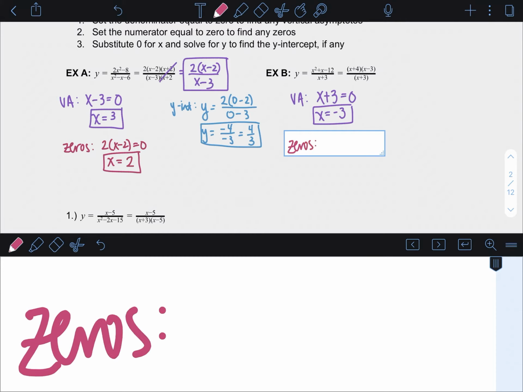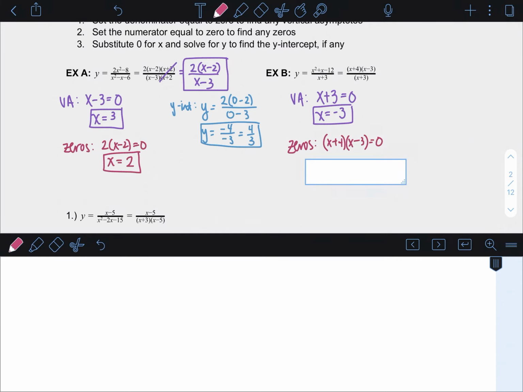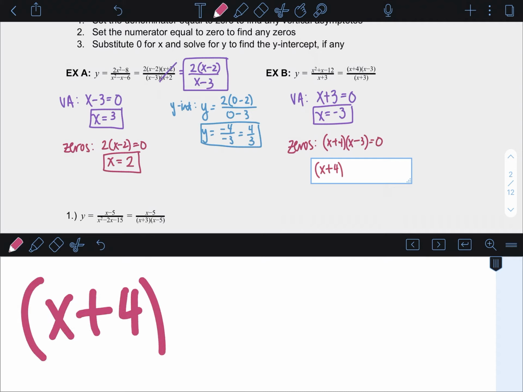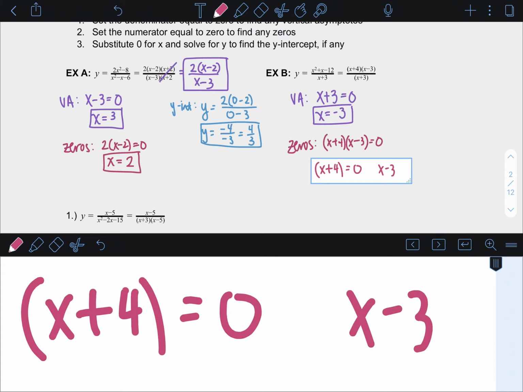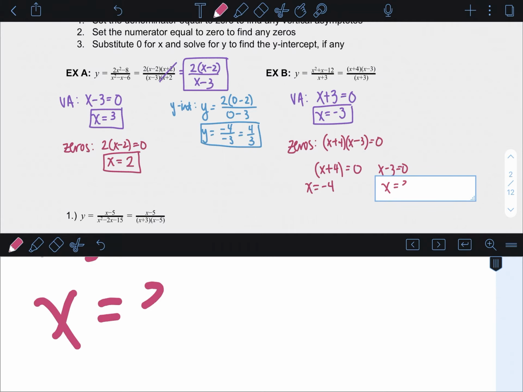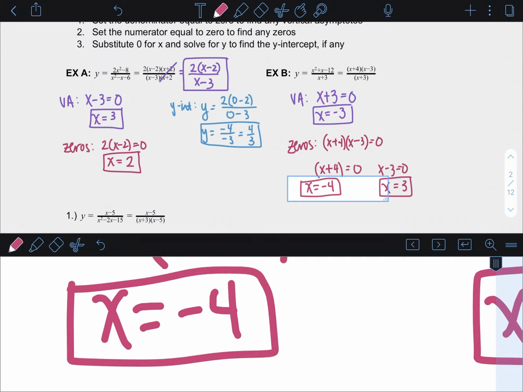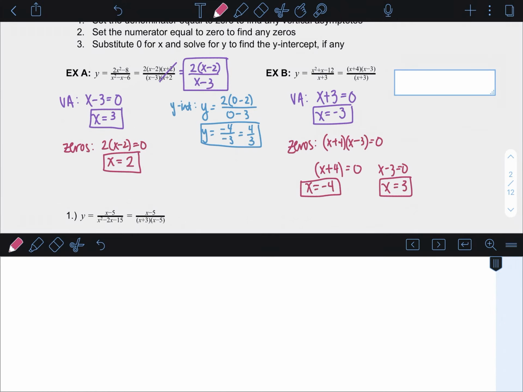Take our numerator and set it equal to 0. So we have x plus 4 times x minus 3 set to 0. And when we have things that are multiplied and equal to 0, we can easily just set each to 0. So x is going to equal negative 4, and x is going to equal 3. So that means we have two zeros in this case, or two places where the graph is going to intercept the x-axis.